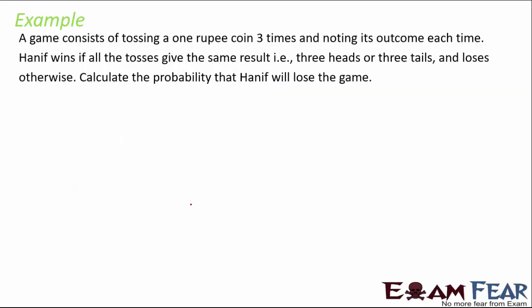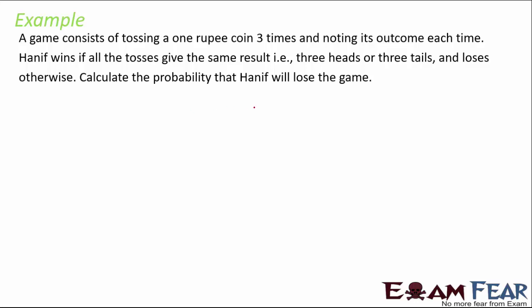So let's look at the third question. A game consists of tossing a 1 rupee coin 3 times and noting its outcome each time. So you have a 1 rupee coin, you toss it 3 times and then note its outcome. Hanif wins if all the tosses give the same result, that is 3 heads or 3 tails, and loses otherwise. So calculate the probability that Hanif will lose the game.